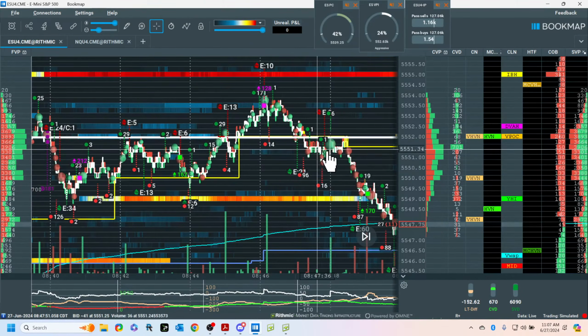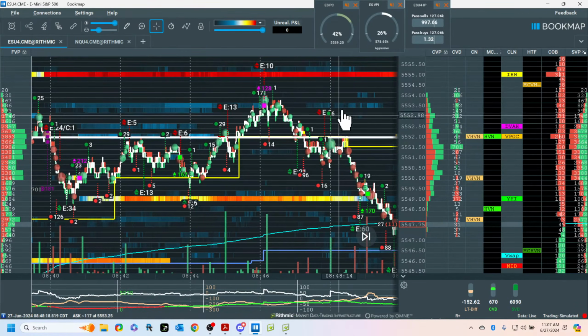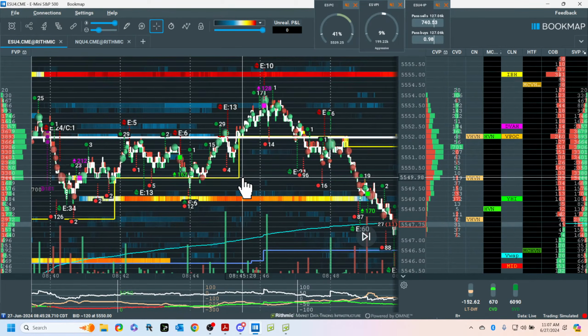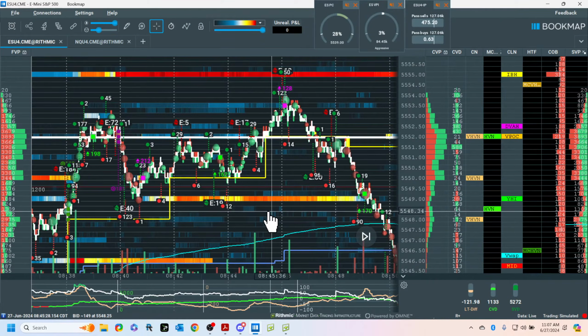Break under. And now here's the other part of it. It needs to come back above it. And what happened here was not so much. Okay. Now also 9 a.m., I think we had a report. Can't remember. It seems like a long time ago.